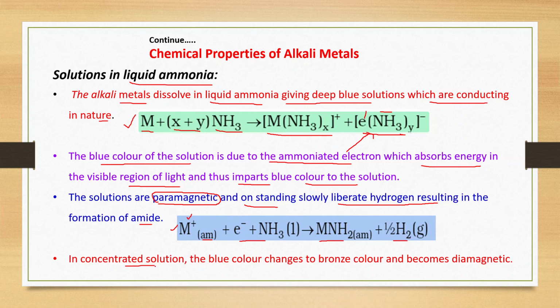In concentrated solution, the blue color changes to bronze color and becomes diamagnetic. Diamagnetic means slightly repelled by the external magnetic field, and this is due to the absence of unpaired electrons. When the concentration is more, the electrons get paired. So the highly concentrated solutions show diamagnetic nature.